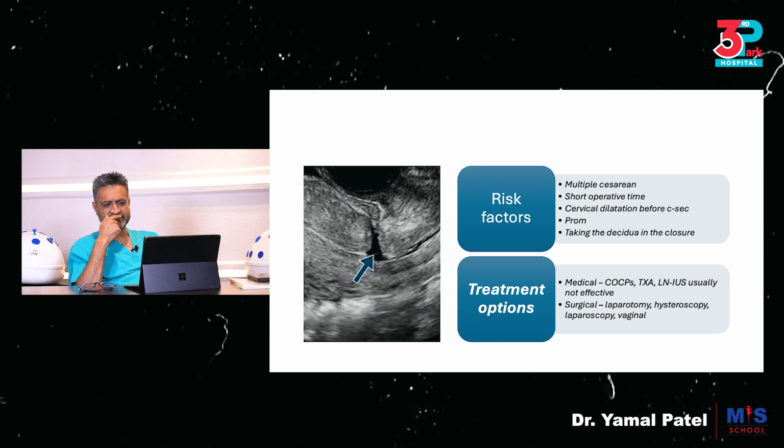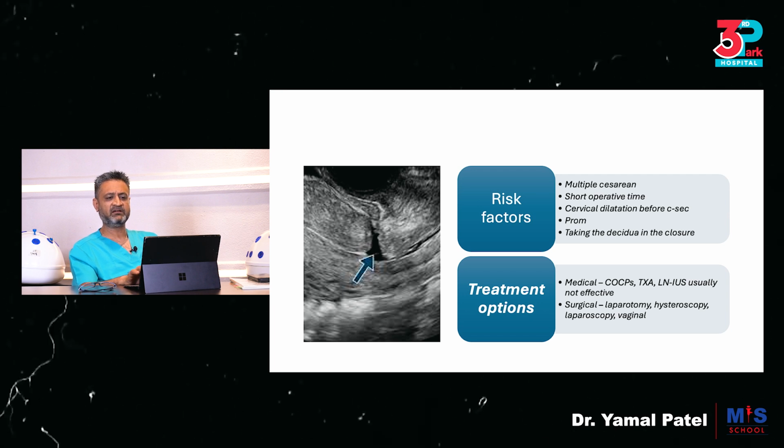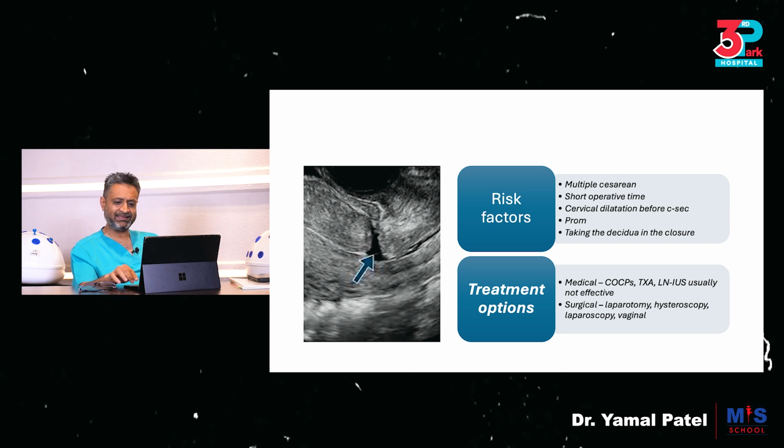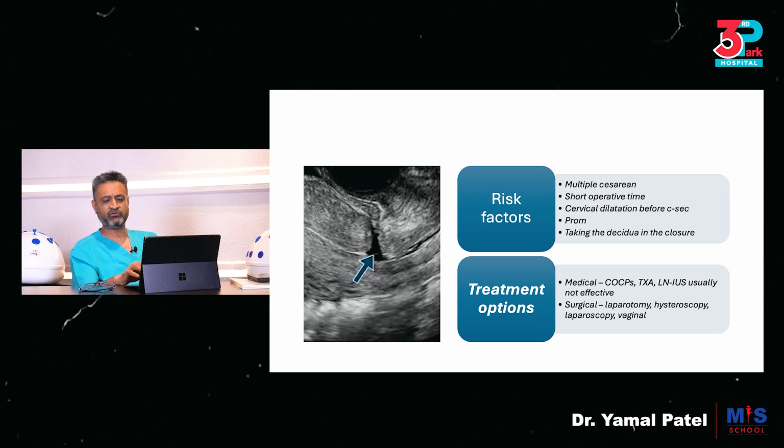What are the risk factors for it? Well, for it to form, number one, it has been found that multiple cesarean sections is a risk factor for it to thin out, and that is a niche there. Short operative time, so when it's done very quickly, it's very likely that you might take too much of the decidua into the closure, and it will end up that way.